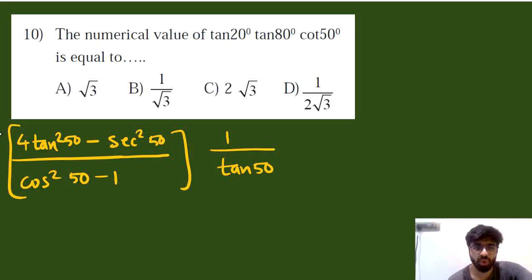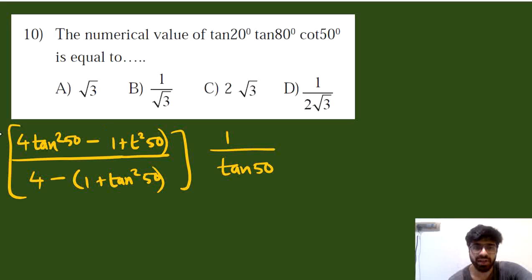And here it will be 4. 4 cos square 50 upon cos square 50 is 4. Minus 1 upon cos square 50 will be sec square 50. Sec square 50 can be written as 1 plus tan square 50. And in the numerator also we will do that. So we will write it as 1 plus tan square 50.